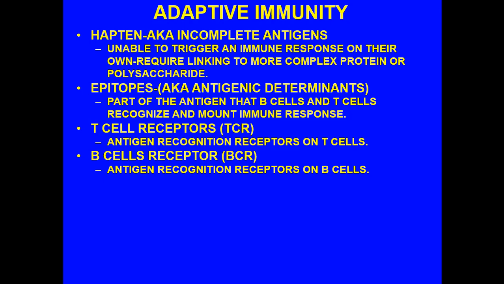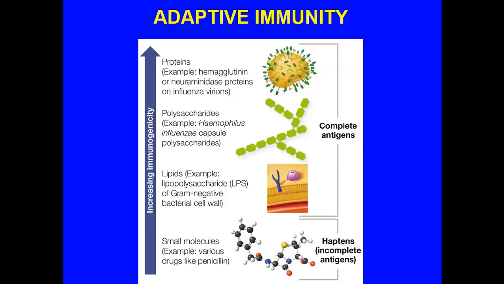Now, T cell receptors, TCRs. These are the antigen recognition receptors on the T cell. B cell receptors, BCR, are the antigen recognition receptors on the B cells. I want you to get familiarized with the terminology as we get into this.